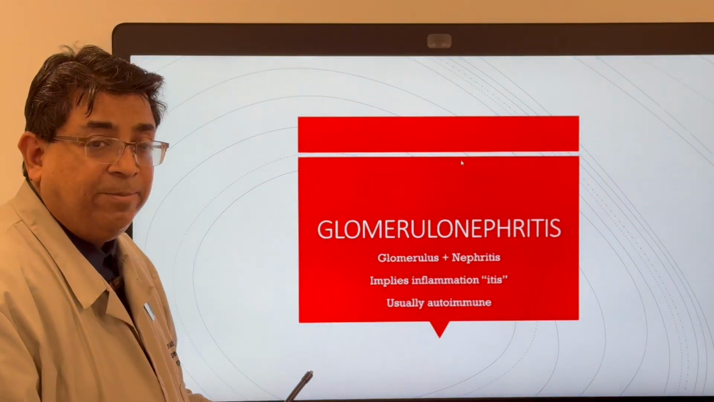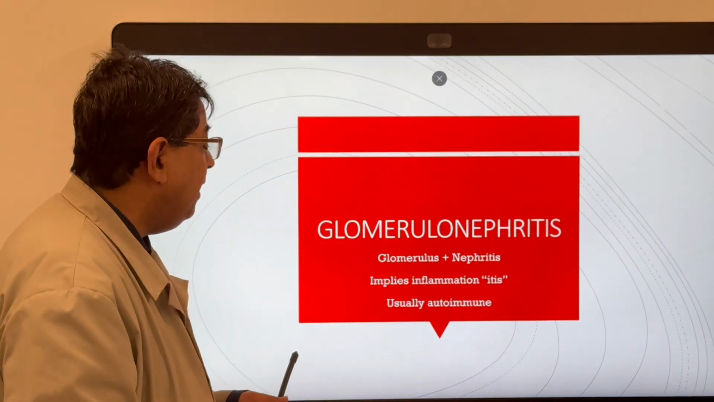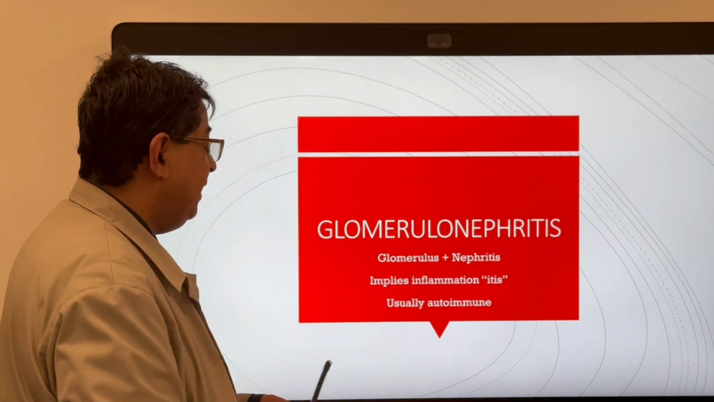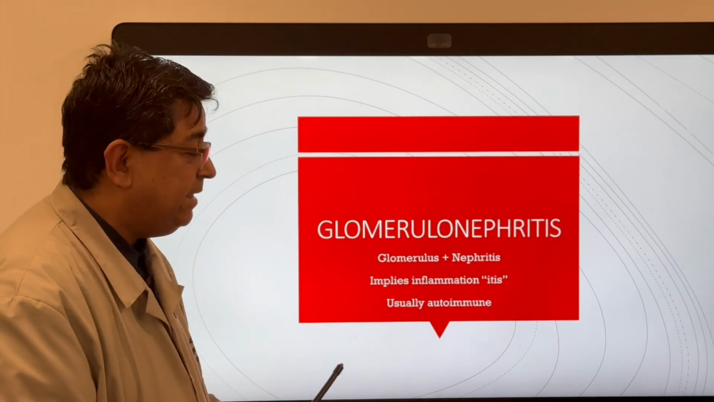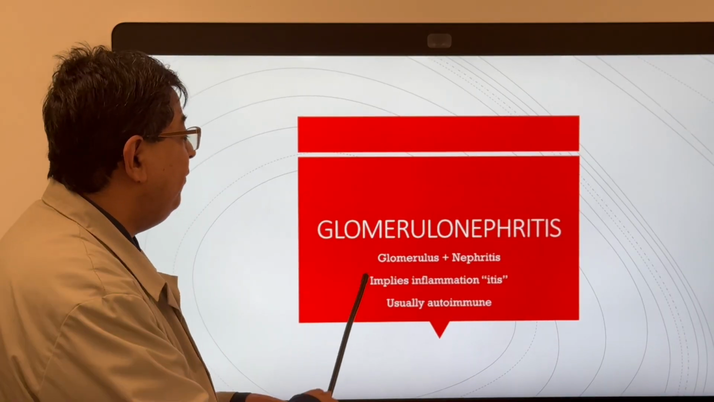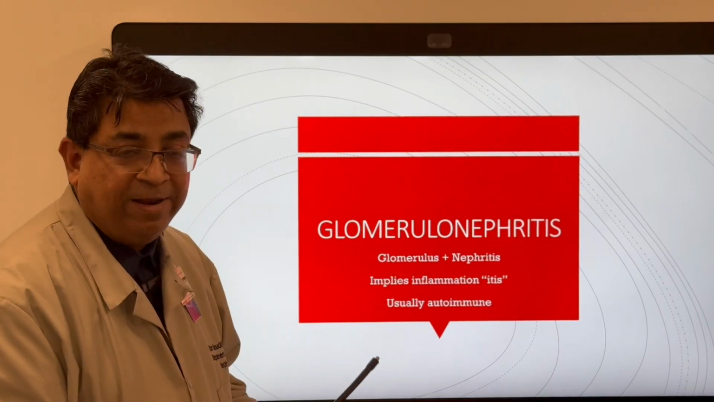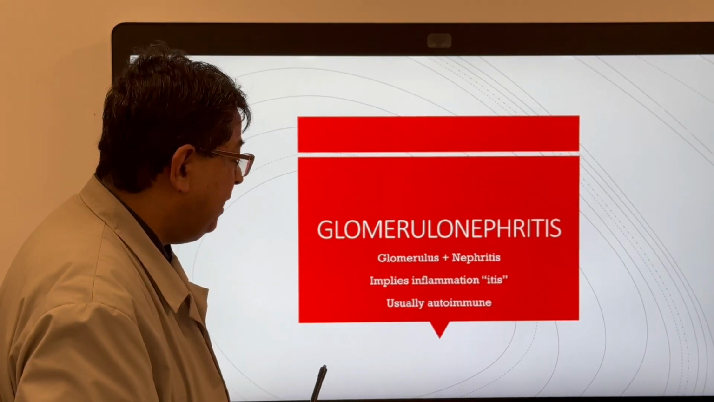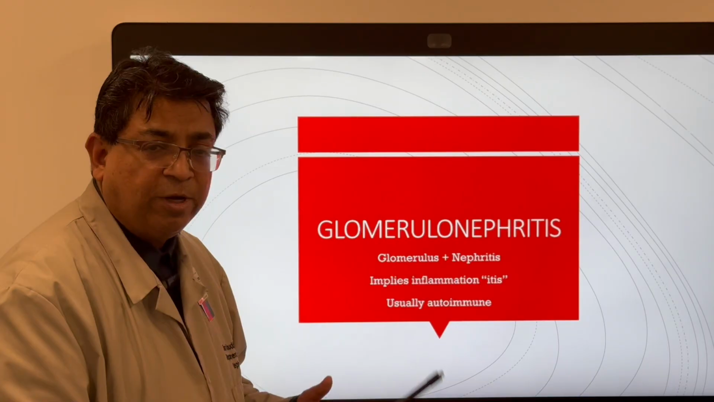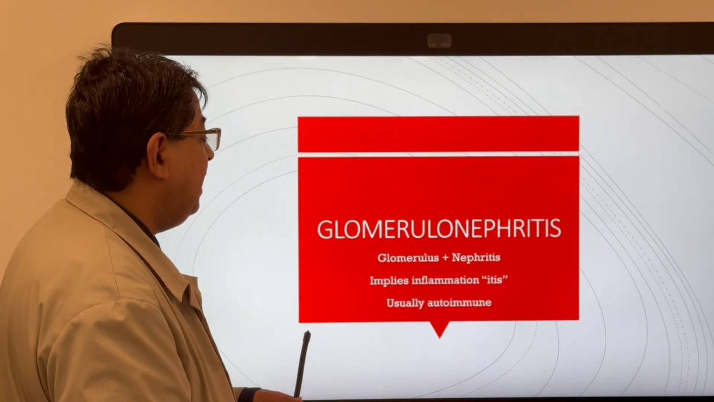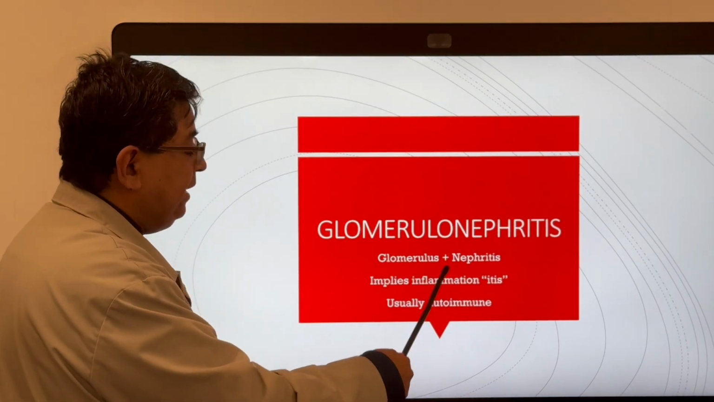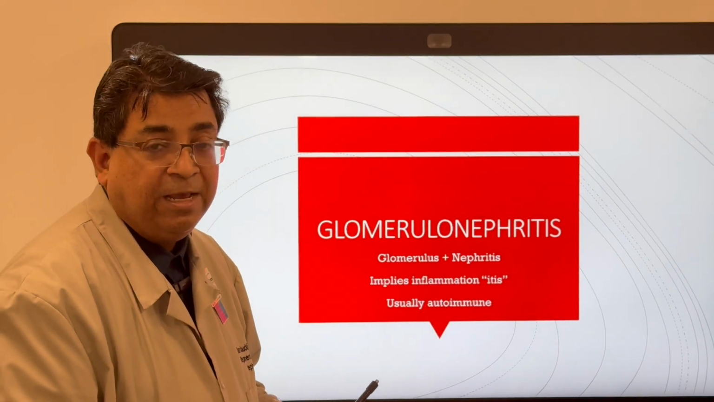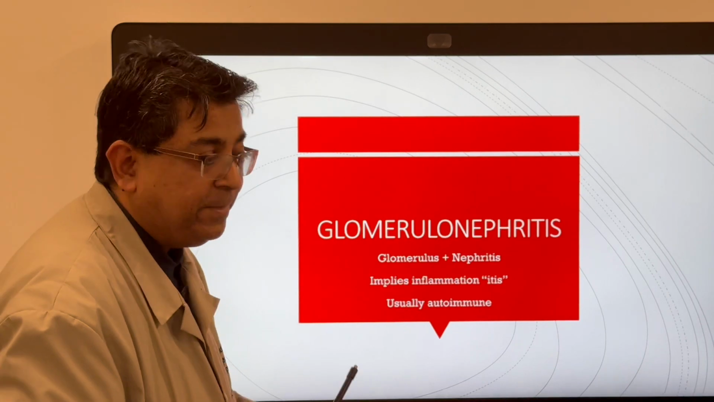So what is glomerulonephritis? Basically, it's glomerulus plus nephritis. So it's a disease process involving the glomerulus, and it's inflammatory, hence the itis, which implies inflammation. And when we usually talk about glomerulonephritis, we're usually implying an autoimmune etiology, although the inflammation can be from any cause other than autoimmune as well. Next slide.